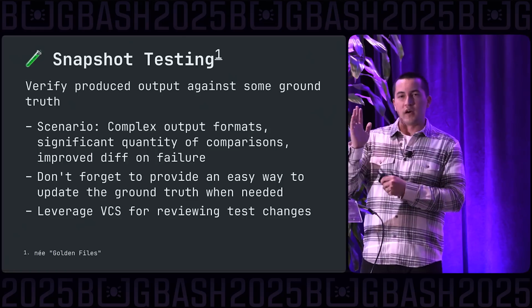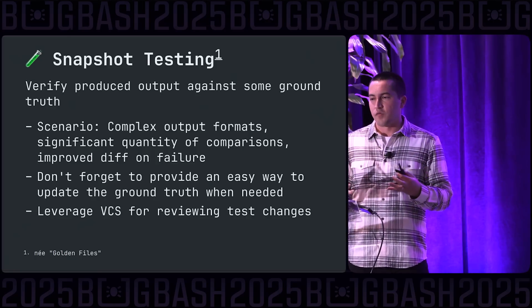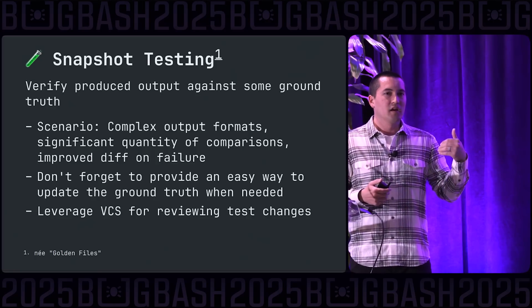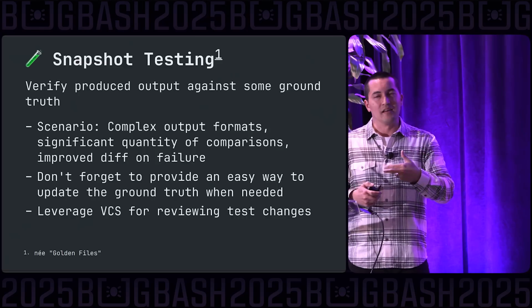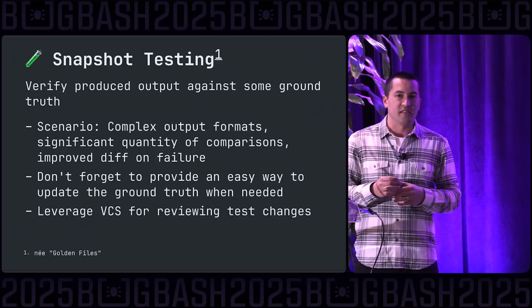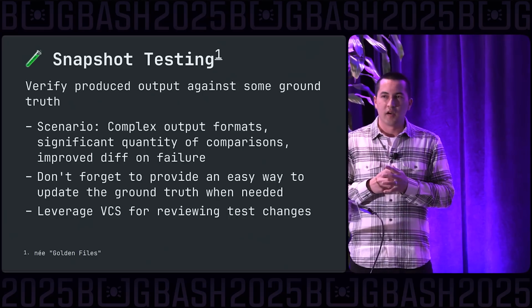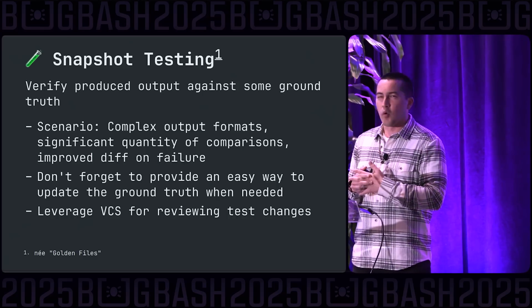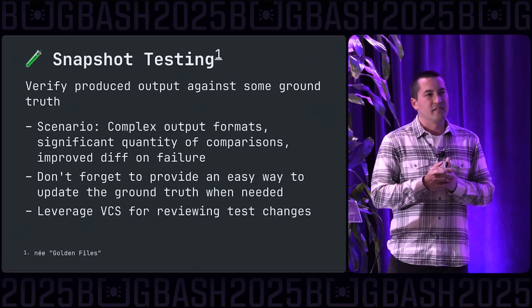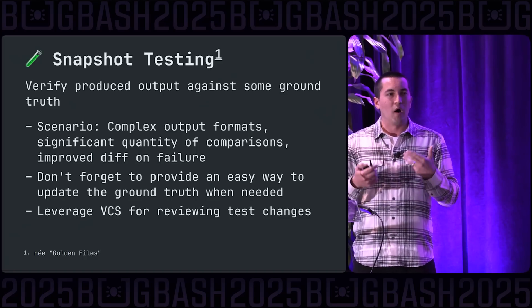The scenario where you want to do snapshot testing generally is when you have some sort of complex output format where programmatically coding the comparisons is difficult. That's the one you'd be familiar with if you know snapshot testing. A lesser discussed scenario, but possibly more powerful, is that it often gives you better diffs to understand why something failed.